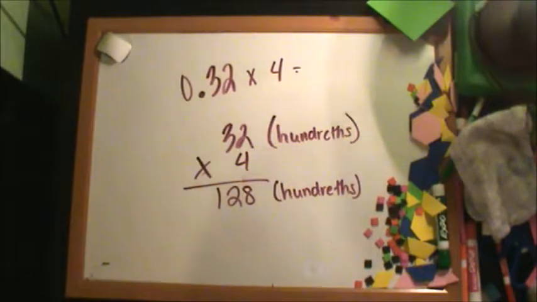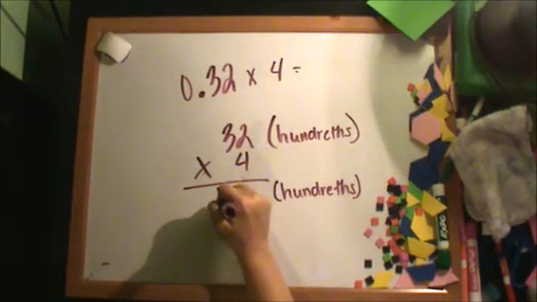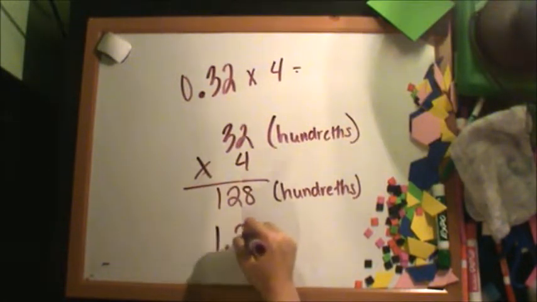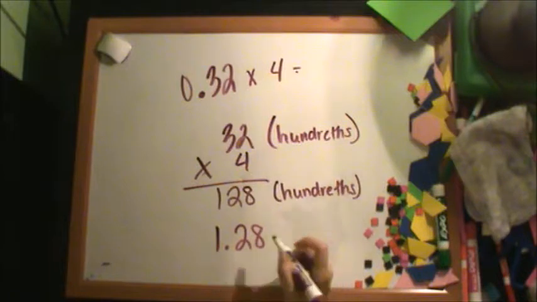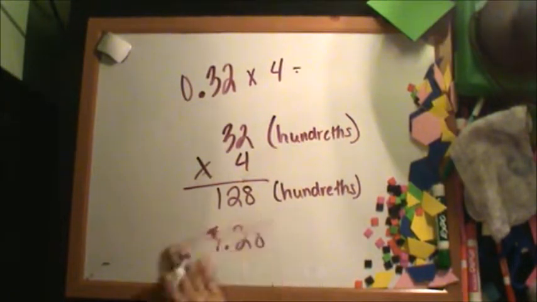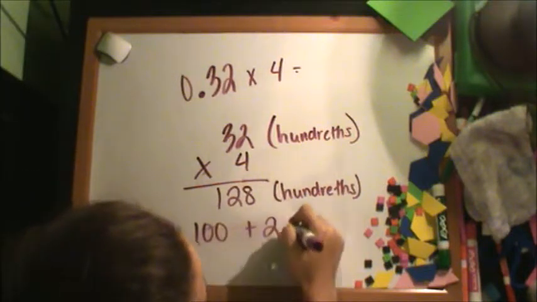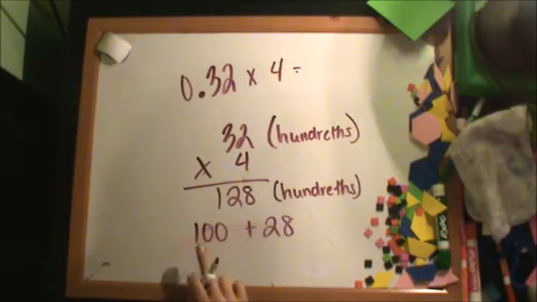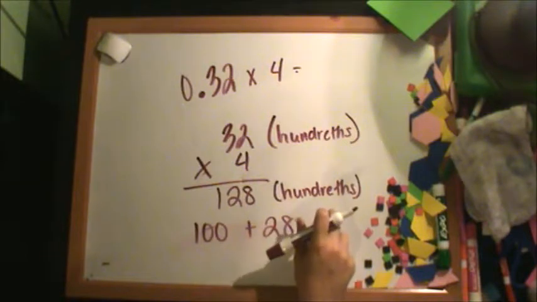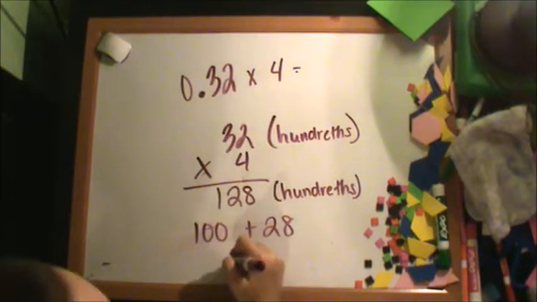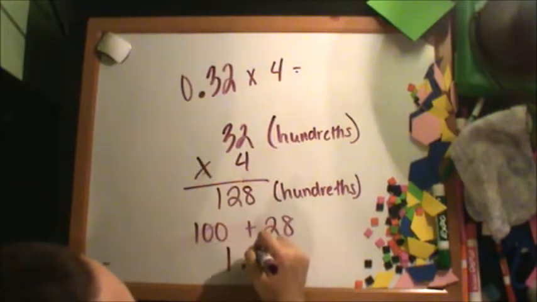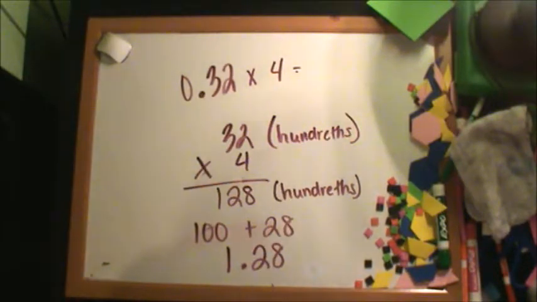So now I'm going to think about it. How many hundredths are in 1? There are 100 hundredths in 1, so that means my decimal place is going to go after the 1, because this 128 is 100 plus 28, and we know that 100 hundredths is the same as 1. So my answer is 1 and 28 hundredths.